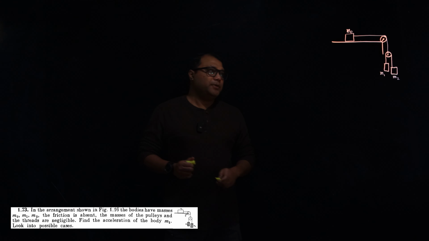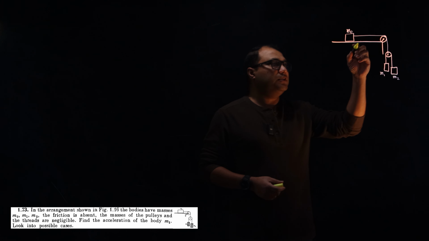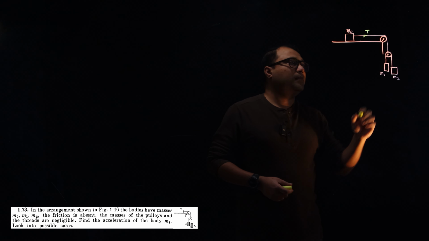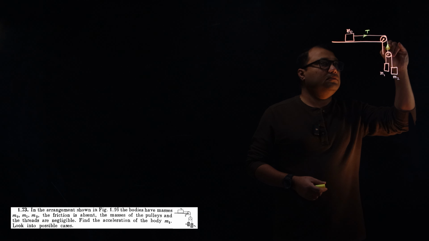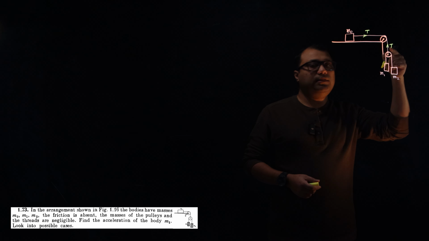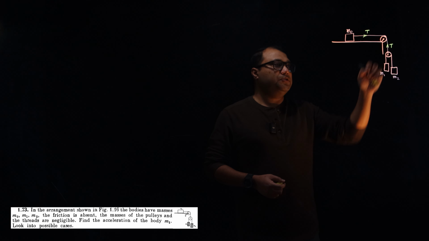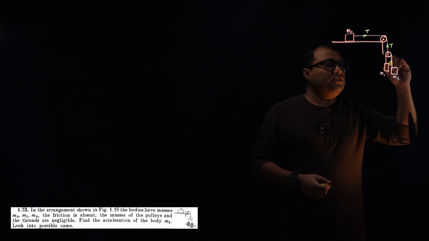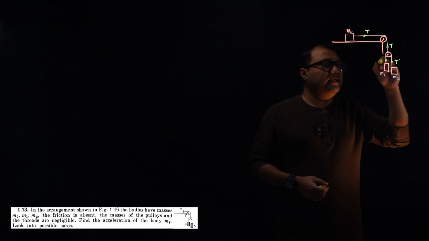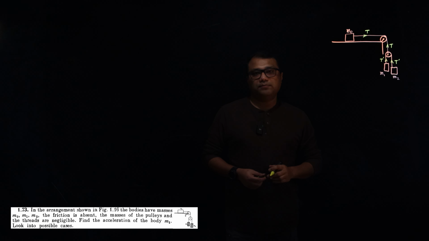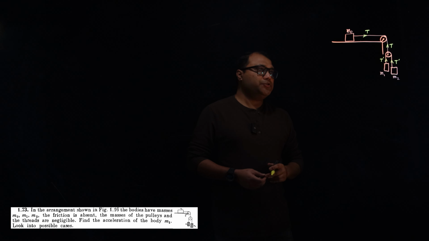So, here is this arrangement. Let me draw the tensions first. There will be some tension T, let us say here. There will be some tension T here. This T and this T will be the same tension because this is a continuous string. The tension in these strings will be different. Let us say that is T dashed. And again, both will be T dashed because it is the same continuous string.